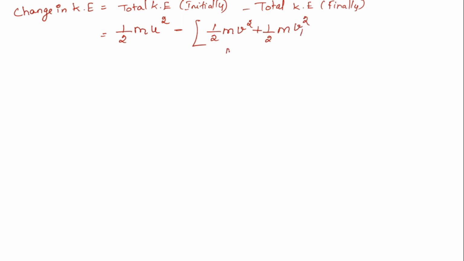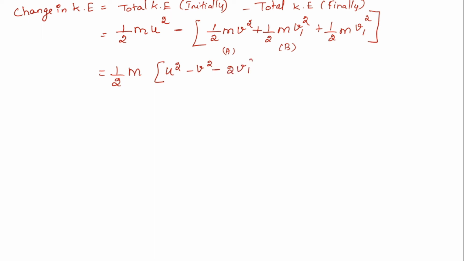This is for ball A and this is for ball B, and for ball C it is also half into m into v1 square. Now we have half into m into u square, v square and v1 square. We can convert v1 square and v square in terms of u so that we find everything in terms of u. Half and m are common in all the terms, so take them outside. The remaining terms are u square minus v square minus 2v1 square.